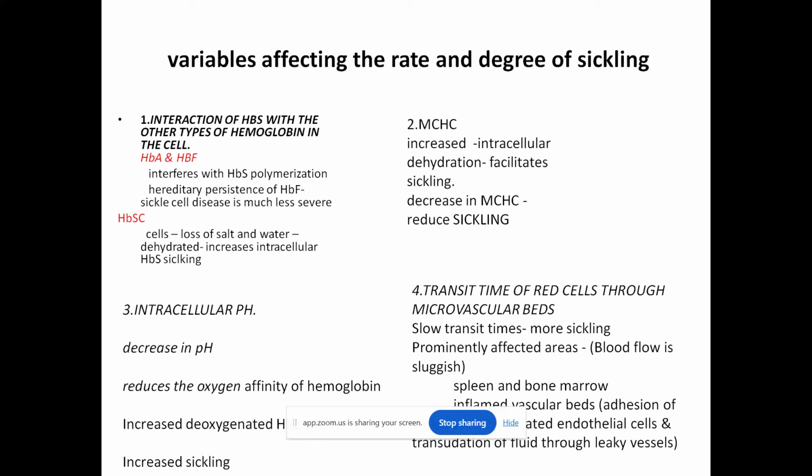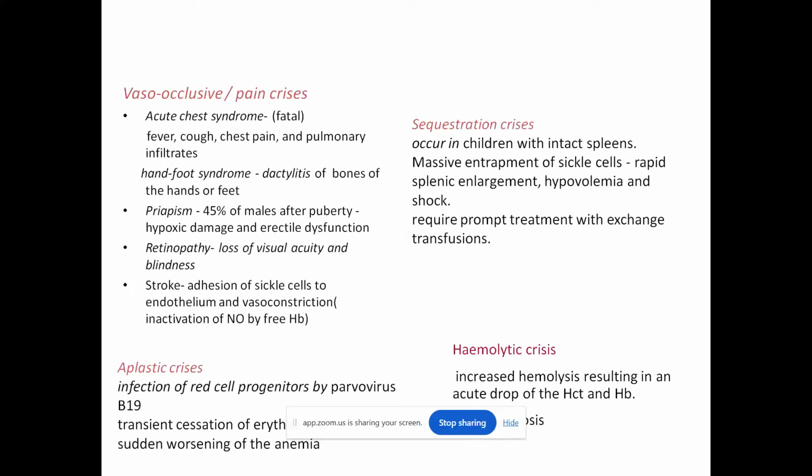If the MCHC is reduced, it will reduce the sickling. If the red cells' intracellular pH decreases, that is acidosis, it reduces the oxygen affinity of the hemoglobin, so it also increases the sickling. If the transit time of the red cells through the microvascular bed is more, it will increase the sluggishness and it will increase the sickling. So more MCHC, increased transit time, and acidotic intracellular pH, all of this will increase the sickling. Hemoglobin A and hemoglobin F will decrease the sickling.